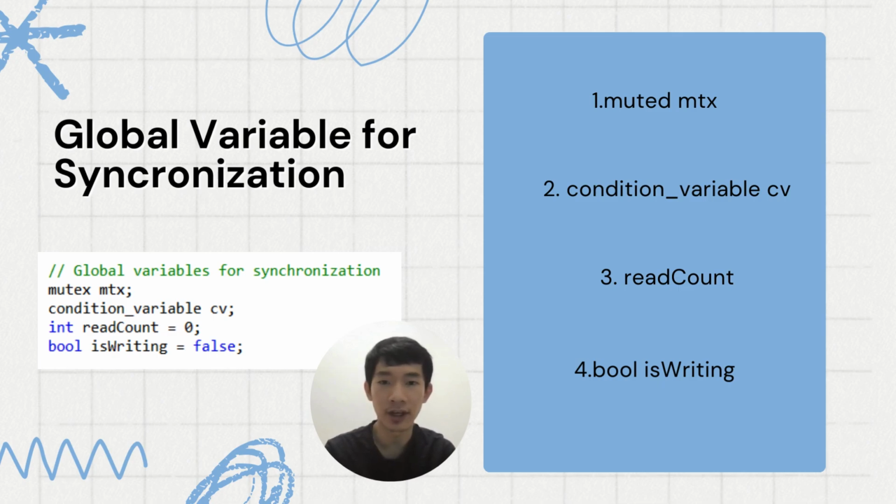Before we start with any function, we have defined a few global variables for synchronization. These global variables are very important because they keep track of things and make sure the data is synchronized. We have defined four of them: the mutex MTX, the condition variable CV, the integer read count, and the boolean is writing.